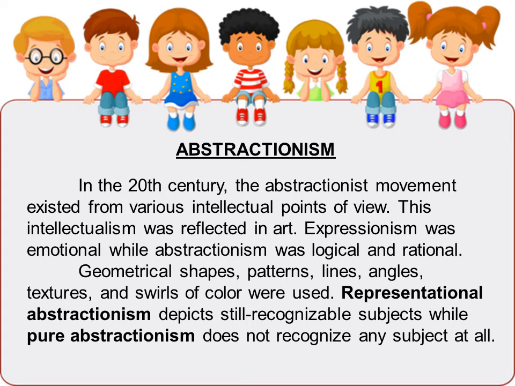Now let's proceed to Abstractionism. In the 20th century, the Abstractionist movement existed from various intellectual points of view. So this intellectualism was reflected in art. Expressionism was emotional, while abstractionism was logical and rational. So geometrical shapes, patterns, lines, angles, textures, and swirls of color were used. Representational abstractionism depicts still recognizable subjects, while pure abstractionism does not recognize any subject at all.